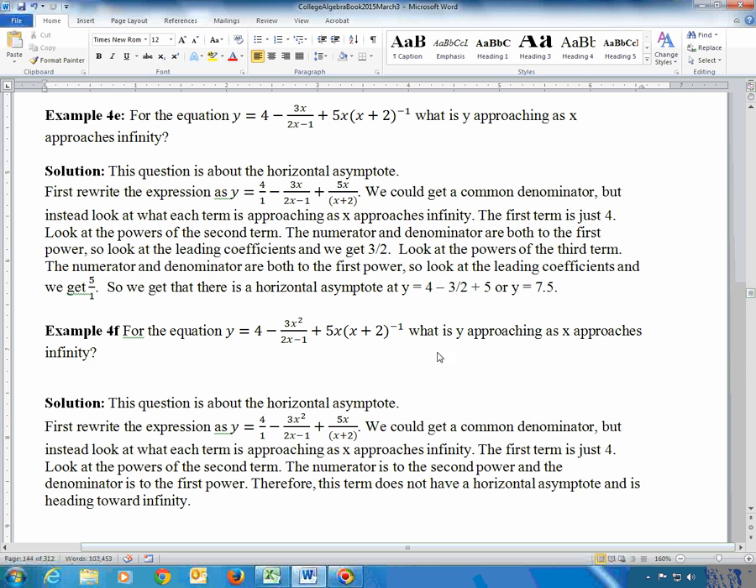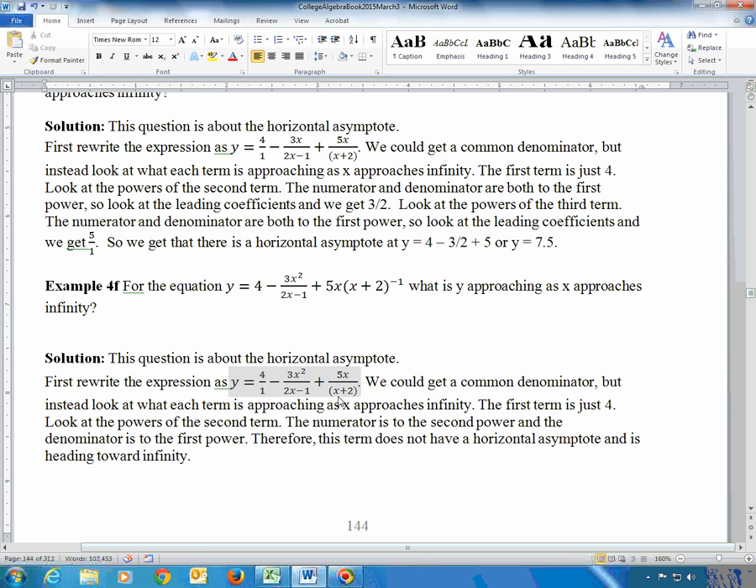Another one, what is this approaching as x approaches infinity? Horizontal asymptotes. Look at the powers. Here's just 4. Power on the top is bigger than the power of the bottom. When that happens, there's no horizontal asymptote, and it's approaching infinity. So this is heading off to infinity. And this here, you flip that down the bottom, and they're the same power. So you look at the leading coefficients, 5 over 1.